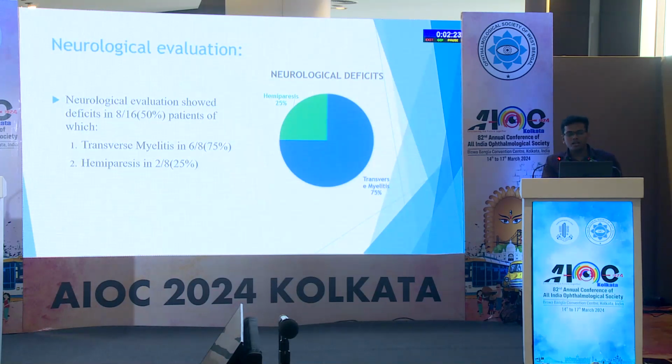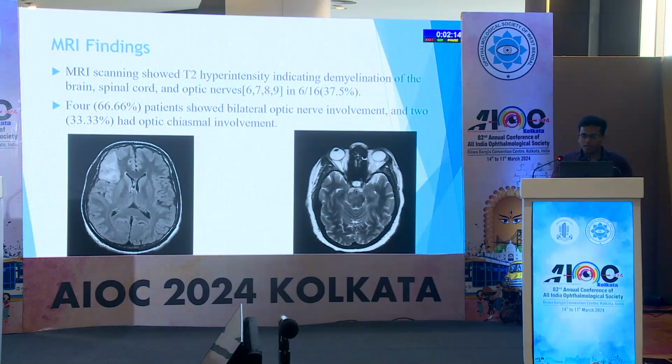So on neurological evaluation, 8 of the 16 patients had neurological deficits, of whom 6 had transverse myelitis and 2 were having hemiparesis. So MRI were evaluated, which showed T2 hyperintensity indicating demyelination of the brain, spinal cord and optic nerves in 6 of the 16 patients. Of these 6, 4 patients showed bilateral optic nerve involvement and 2 had optic chiasmal involvement.